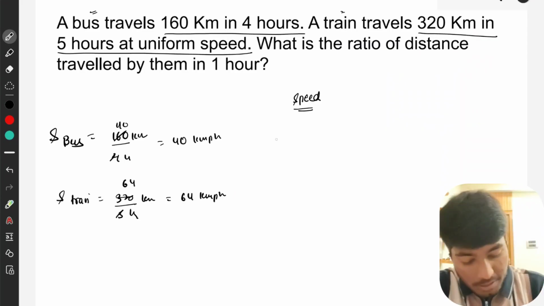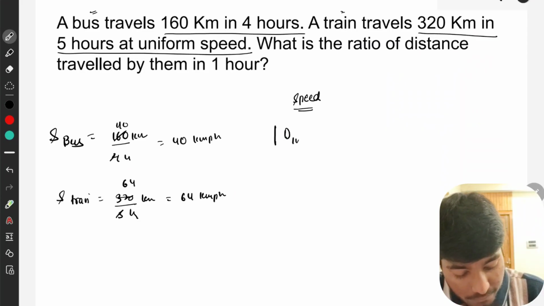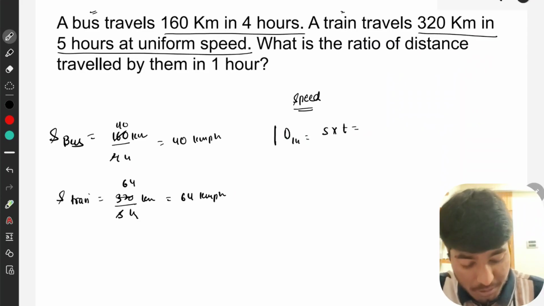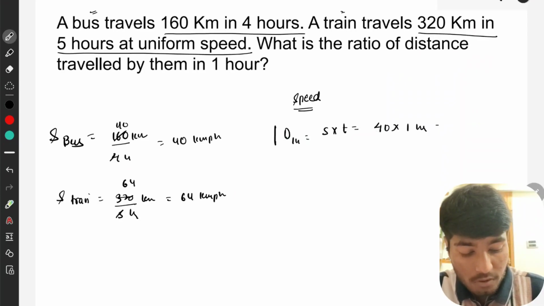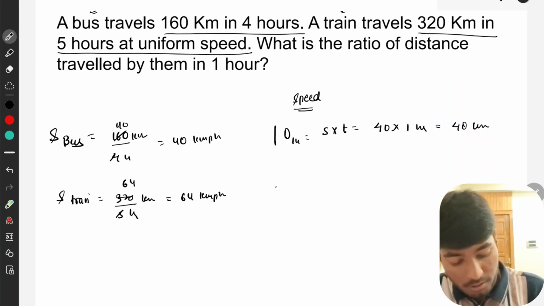Now the thing that I want to discuss is what is the ratio of the distance traveled by them in 1 hour. So let us find the distance traveled in 1 hour. Distance is equal to what? That is the speed multiplied by time. What was the speed of the bus? 40. And how much time is it traveling? It is traveling for 1 hour. So I can write 40 km.